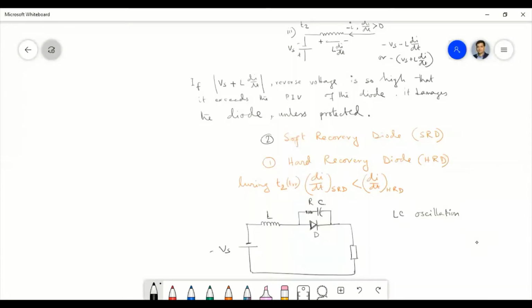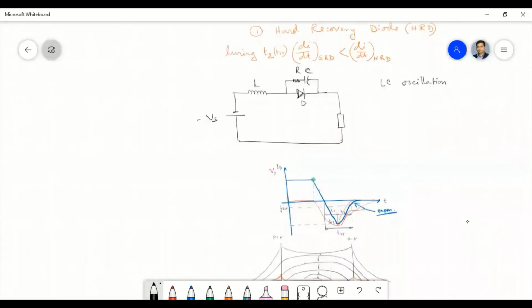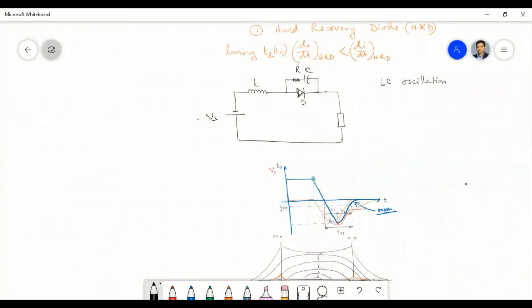Now, based on this recovery time, diodes can also be classified into two types: soft recovery diode and hard recovery diode. The soft recovery diode has less di/dt compared to the hard recovery diode, so it is preferable for normal applications. And the snubber circuit has a capacitance in series with a resistance.